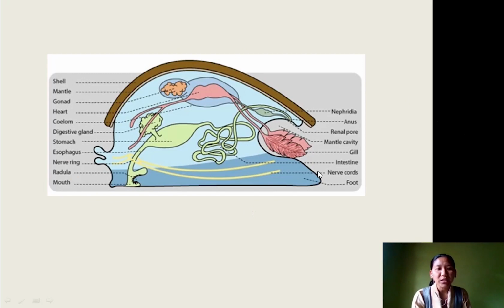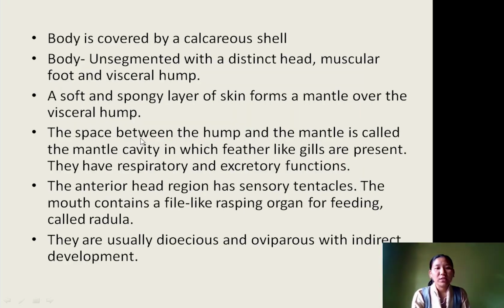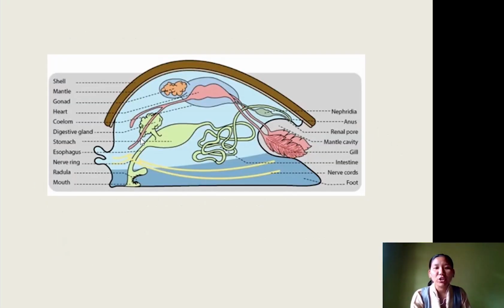Here you can see the head, the foot, and the hump. The soft and spongy layer of skin forms a mantle over the visceral hump, and the space between the hump and mantle is called the mantle cavity. Here is the shell, the visceral hump, the mantle, and the mantle cavity, and then there are gills for respiration. In the mouth they have a radula.